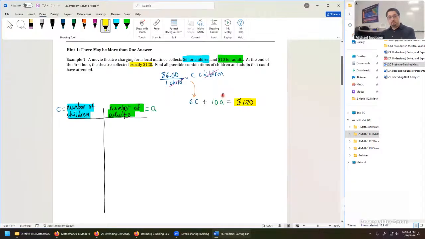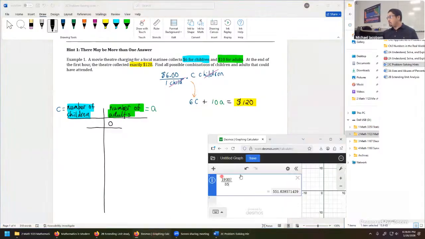So now we've got a way to check our values. And now we just have to start listing up the values and see how we can get to $120. Let's go kind of in an orderly way. If we start off with, say, 0 adults whatsoever, so there's a 0 right where that A is, and we're trying to get to $120, we can find pretty quickly what C has to be.